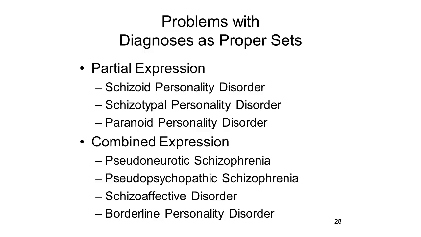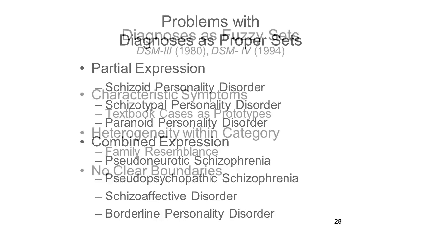In the case of schizophrenia, again, this led to the introduction of new syndromes such as pseudo-neurotic schizophrenia, where there was a lot of anxiety, pseudo-psychopathic schizophrenia, where there was a lot of antisocial behavior, and schizoaffective disorder, where the patient combined some features of schizophrenia with some features of manic depressive illness. And the term borderline personality disorder was introduced to cover patients who displayed the symptoms of both psychosis and neurosis. They were literally on the border between these major diagnostic categories.